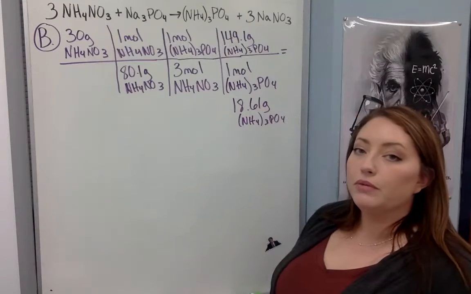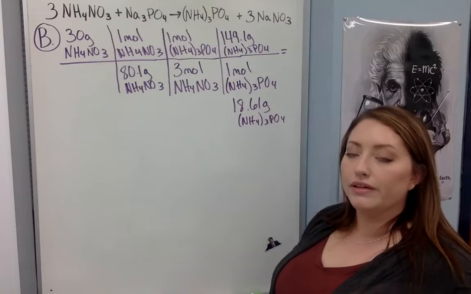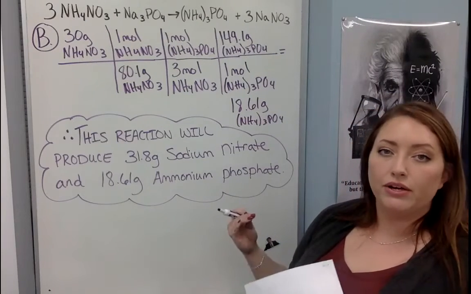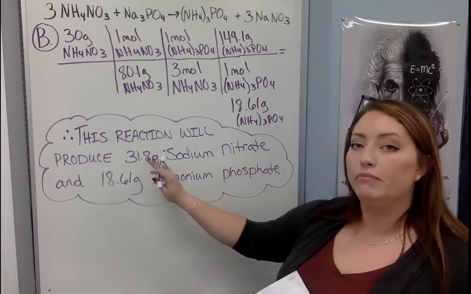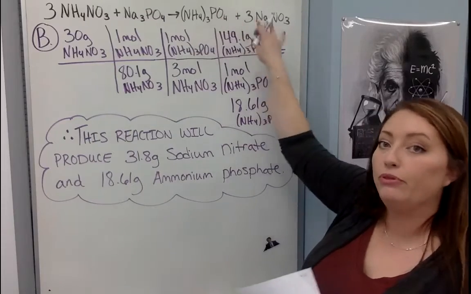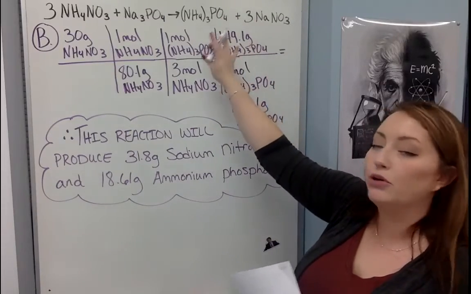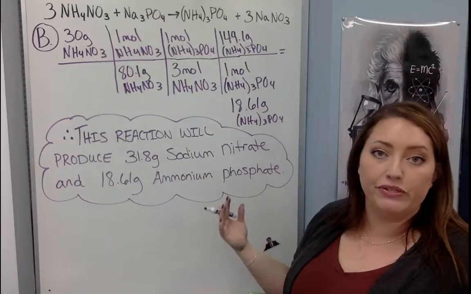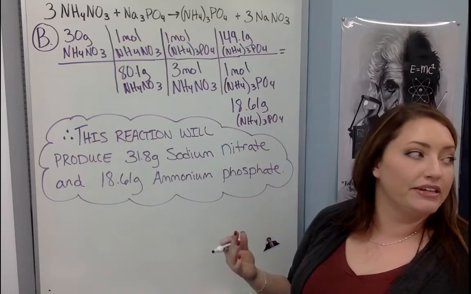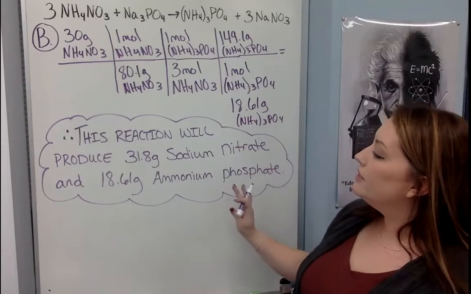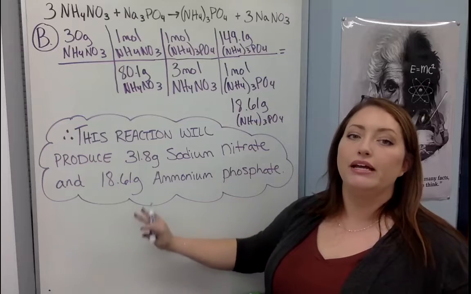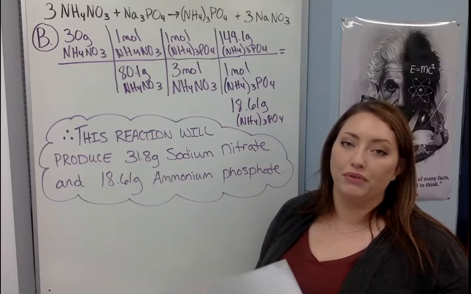Okay, so a completed answer would look like this. When you write out your answer, make sure that you are including all of the products. As you guys know, sometimes there are 3 products that are produced. There could be 1. There's variations. So if there is more than 2, you're going to have more than 2 values here. If there is only 1, you're only going to have 1. So in this case, we know that the reaction is going to produce 31.8 grams of sodium nitrate and 18.61 grams of ammonium phosphate.